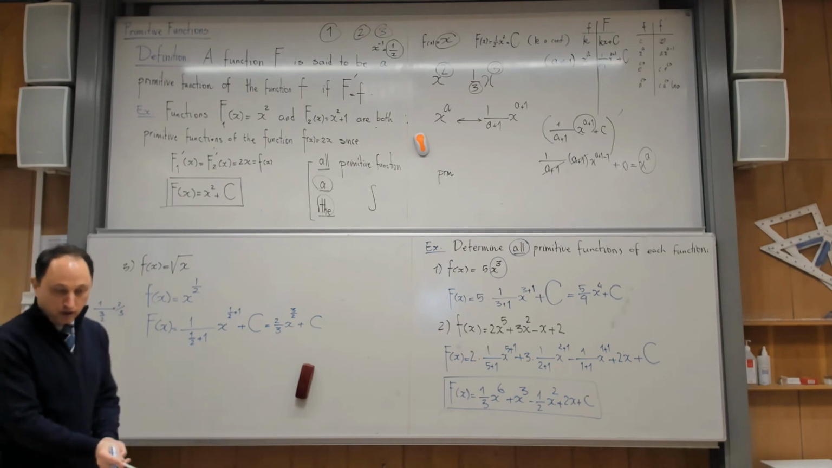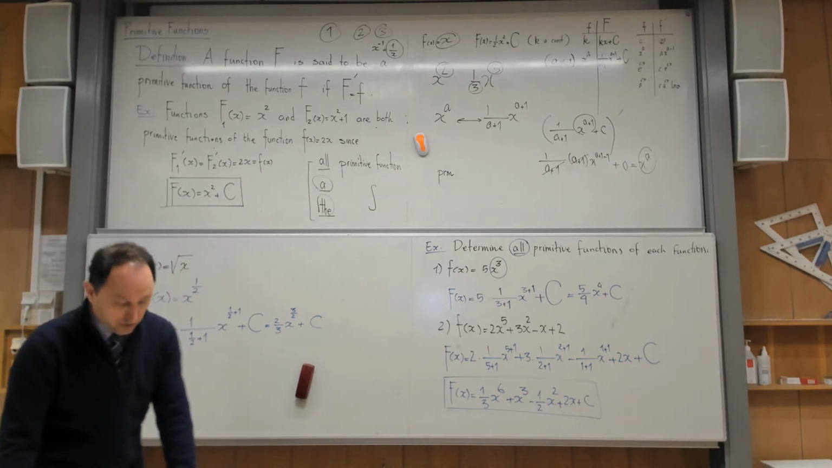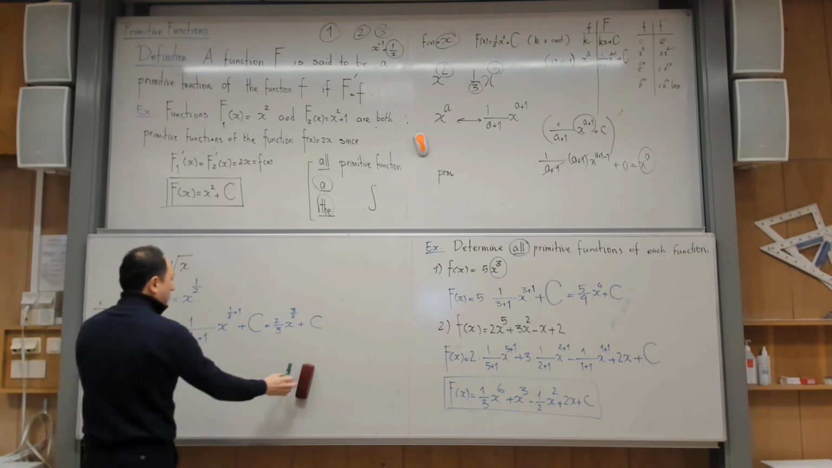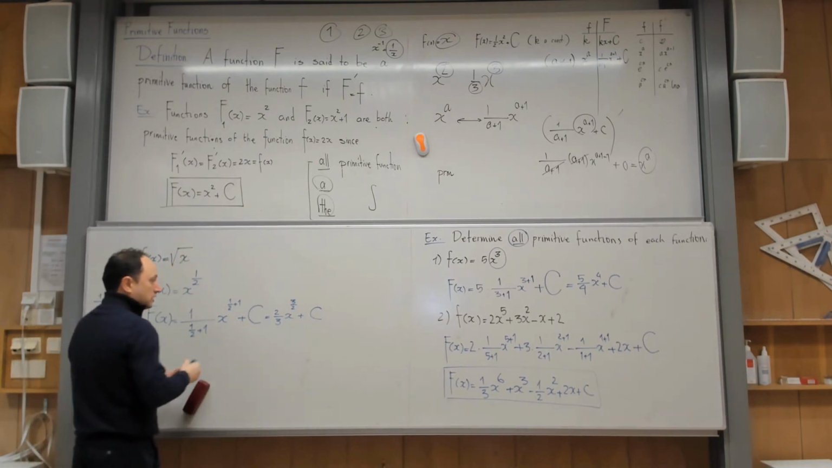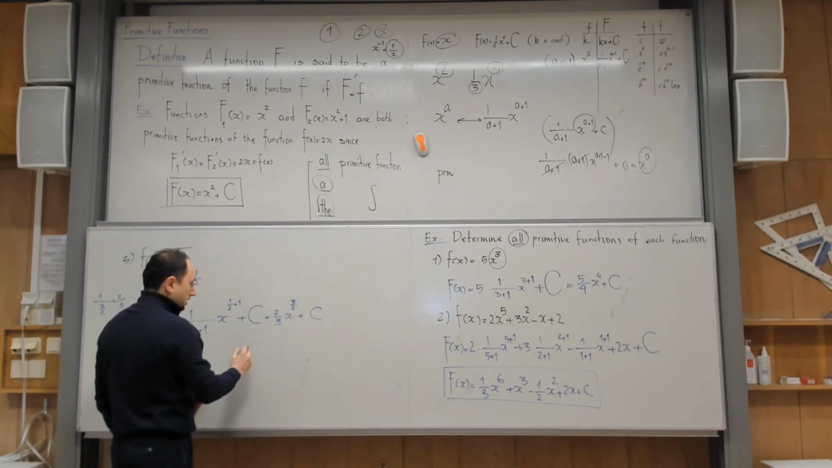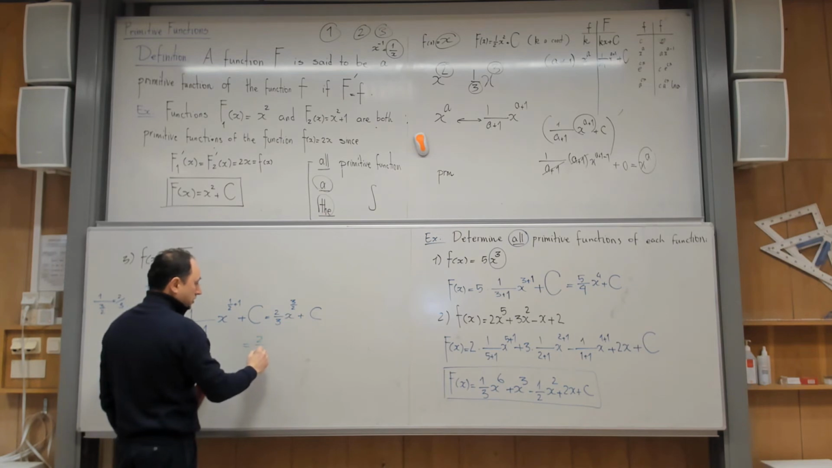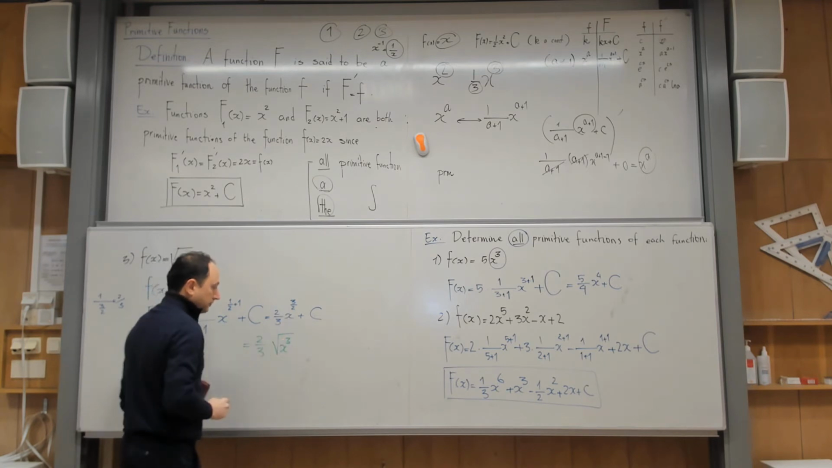So let me change my color. This is optional. But I want you to be able to simplify things a little bit. So you can stop here. That's completely okay. But you can write it as 2/3 and then write it in the thirds form. You can write it as x to the power of 3. Yes? Is that right?